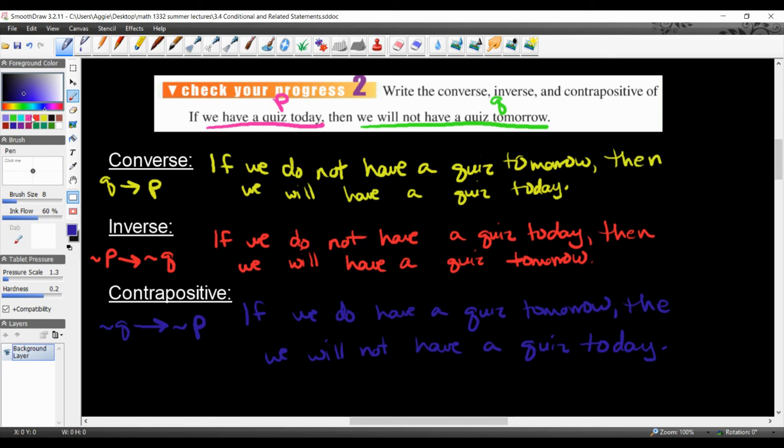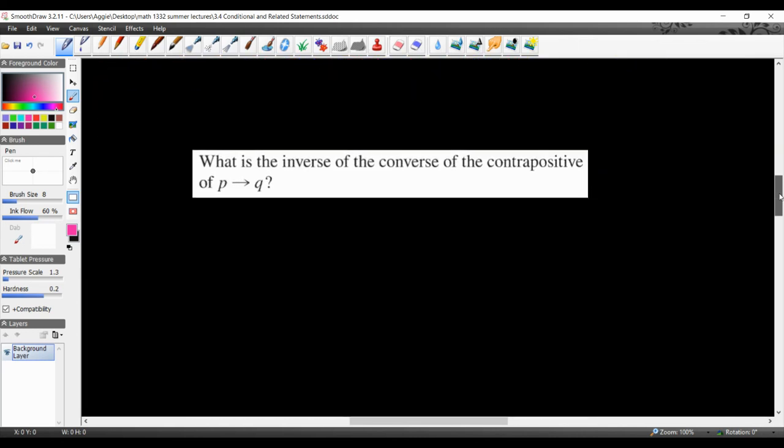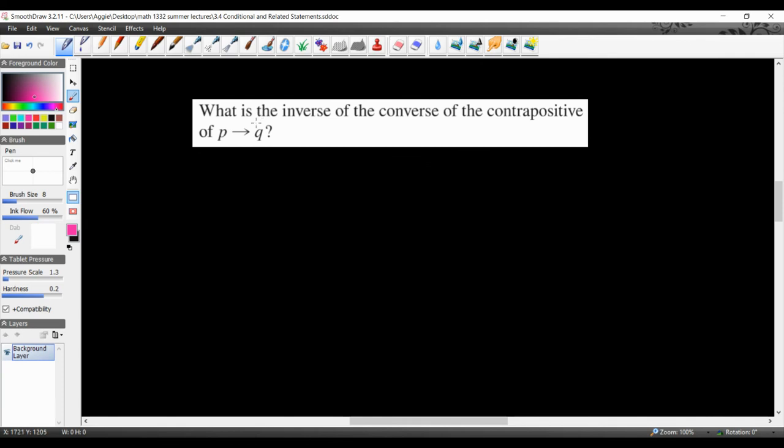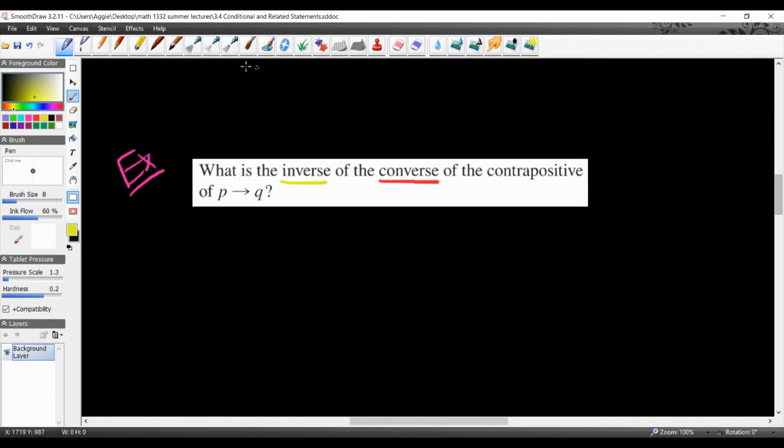We're going to scroll down a bit more and see how this can be used in another example. This is actually real similar to one of your problems. It says, what is the inverse of the converse of the contrapositive of P implies Q? I'm going to color code everything real quick. Make sure I did that in the right order. Oh, I did it backwards. Sorry about that. So the converse is in yellow, this one's in red, and contrapositive is in blue.